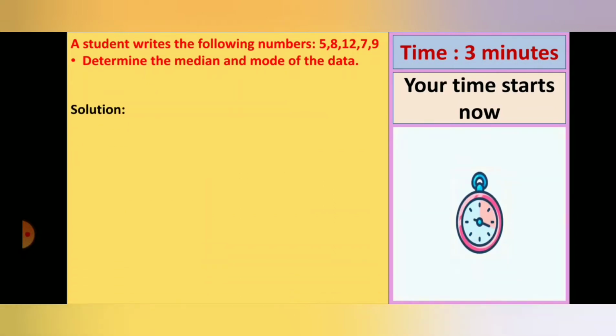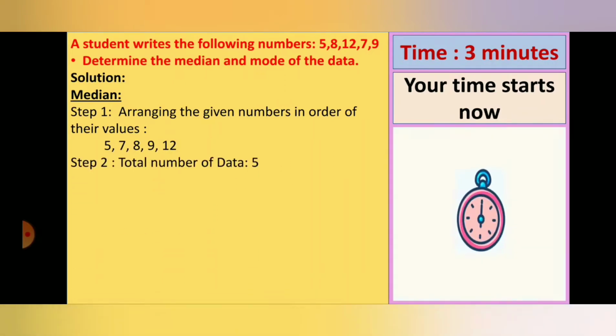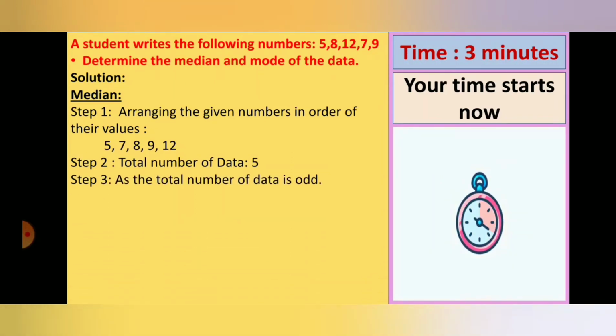Very good, students. In the solution, whenever you are finding the median, at first you have to arrange the given numbers in order of their values. That is 5, 7, 8, 9 and 12. Then you have to find the total number of data. How many data are here? Yes, there are 5 data. Then you have to find whether the total number of data is odd or even.